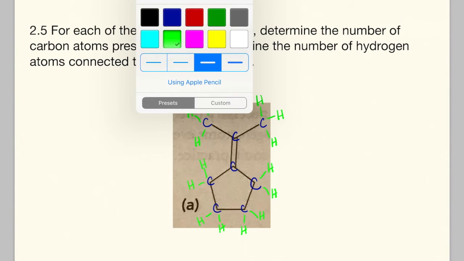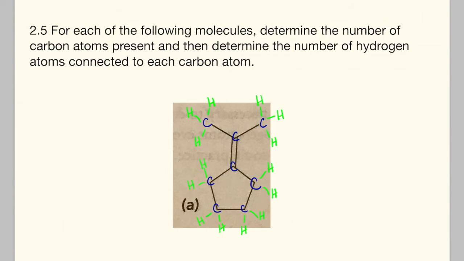Just to overemphasize and explain here, this carbon here has a total of 4 lines or 4 total bonds to it. Remember, the double bond is counted as 2, so it has 4 bonds total to it, so we don't need to add hydrogens.